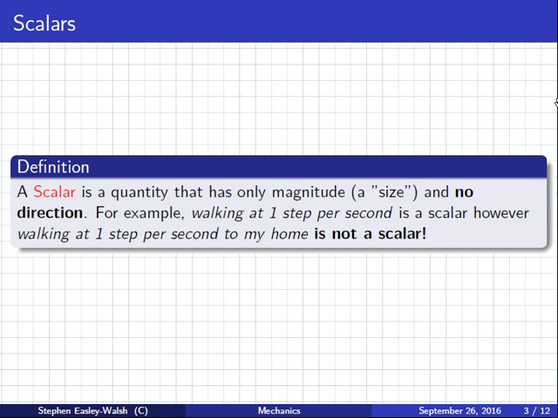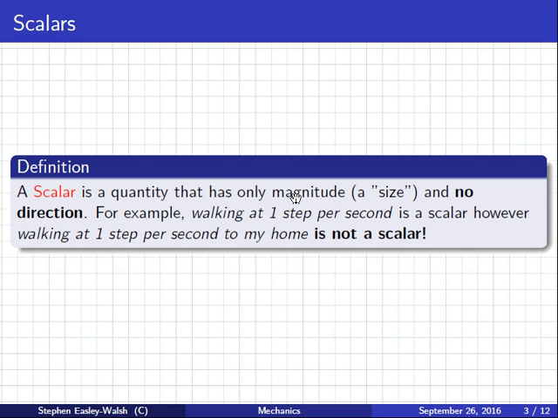Other examples of scalars: 1 kilogram, that's the mass of the cup. 20 centimeters, that's the length of the pen. These are all scalars. Okay, so the key definition here is a scalar is a quantity that has only magnitude.